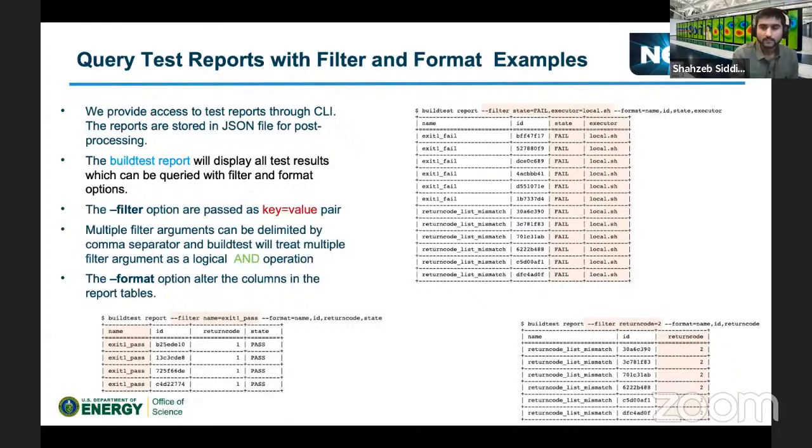You can also filter by return code. In the example in the bottom right, you can say, find me all tests with a return code of 2. It can be any return code value, but it has to be an integer. You can also filter by multiple keys. The state property tells you if the test actually passed or failed, which is a really useful one. So you could say, I want to find all tests that fail, but only those that use the executor local.sh. Okay.